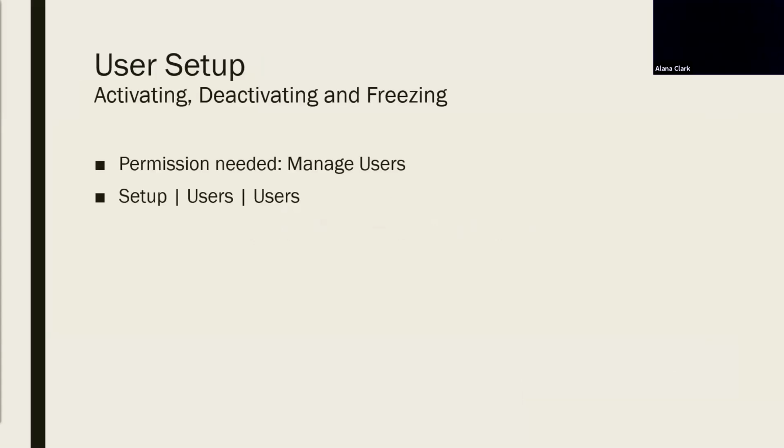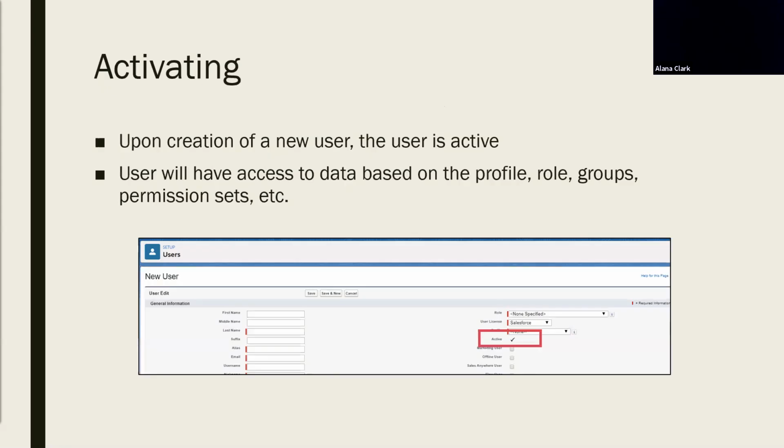So for user setup, you do need the permission of manage users in order to activate, deactivate, and freeze your user accounts. And as you just saw Adam show you, you can access the user setup from setup, users, and then users again. As far as activating, upon creation of a new user, it is officially active. Actually, when you create the new user, you can't even uncheck active. So when you click save, it is officially an active user account. And of course, then they will have access to data based on whatever profile, roles, groups, permission sets, etc. that you assign to that user.